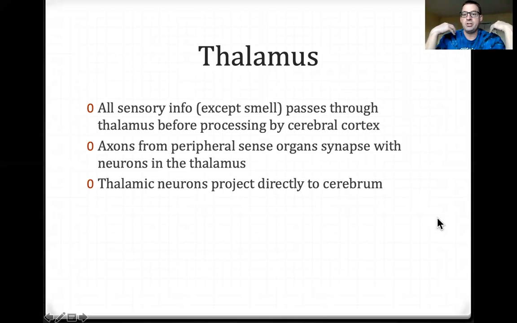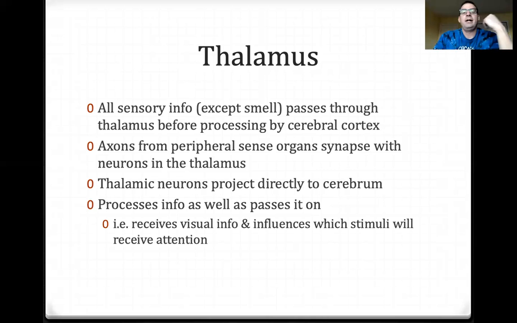So information comes in from our senses on the periphery, and that information is relayed to neurons in the thalamus. That would be the thalamic neurons. And then those thalamic neurons relay that information to the cerebrum. The thalamus does process some of that information as it comes in. For example, it will receive visual information and then decide which stimuli that come in from the eyes will receive attention by the cerebrum, and which information is going to be ignored.